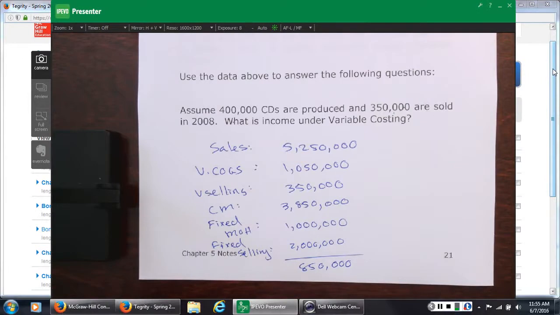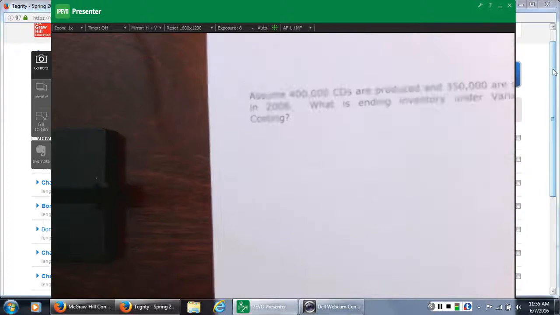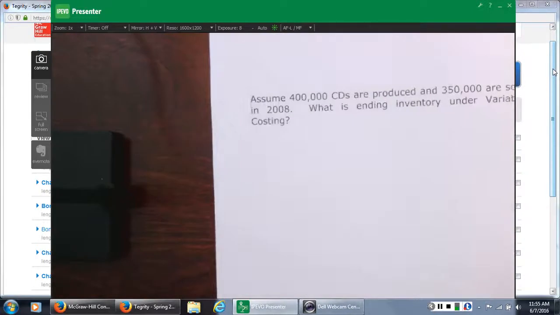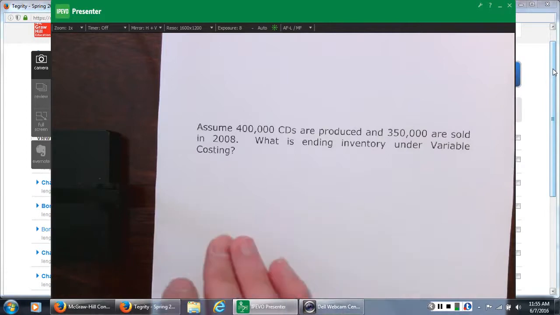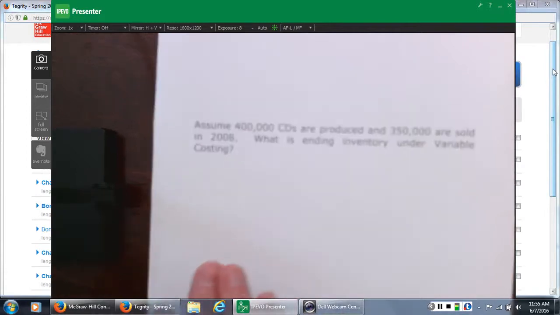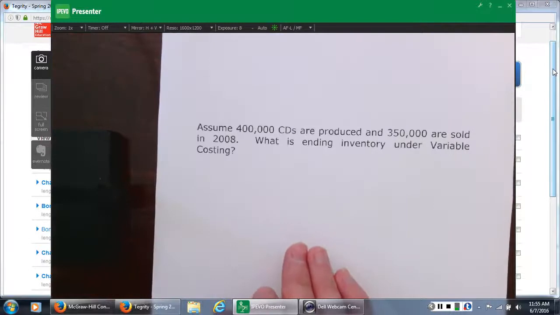All right. So now let's look at the second question over here, where it says, what's income going to be under full costing? Okay, and there's a couple different ways that we can do this. The easiest way to do it is to say, all right, so what we're going to have right over here is we're going to take our, let me just write it out.